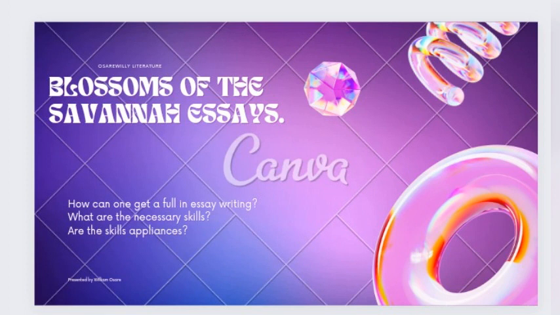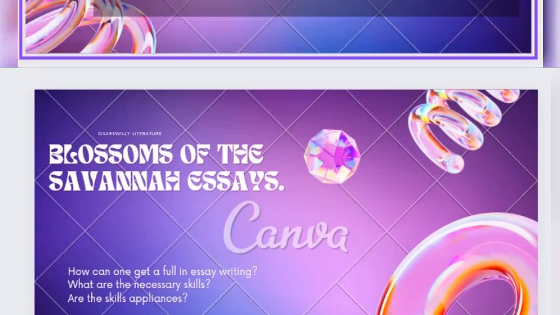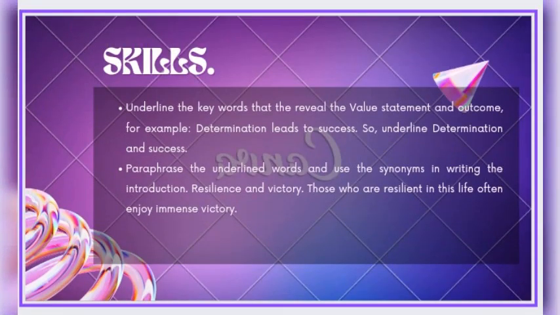Underline the keywords that reveal the value statement and outcomes. For example, determination leads to success. So, underline determination, then you underline success. You paraphrase the underlined words with the use of synonyms, similar words that have similar meanings, in the writing of the introduction. For example, determination will be replaced with resilience, and we can replace success with victory.